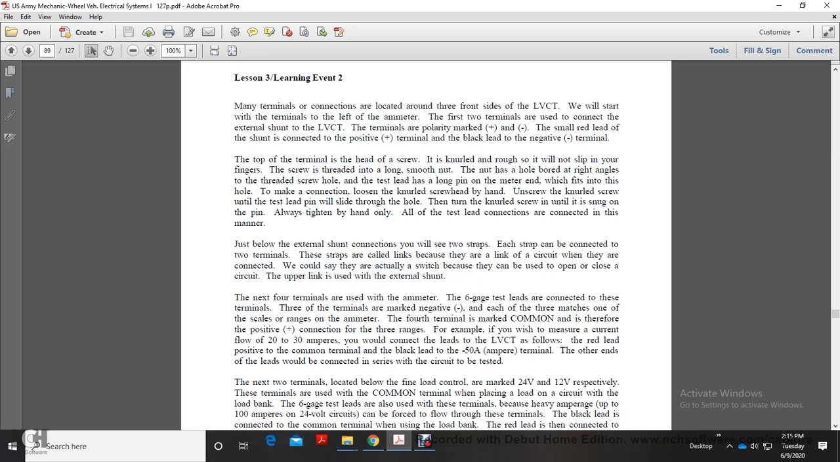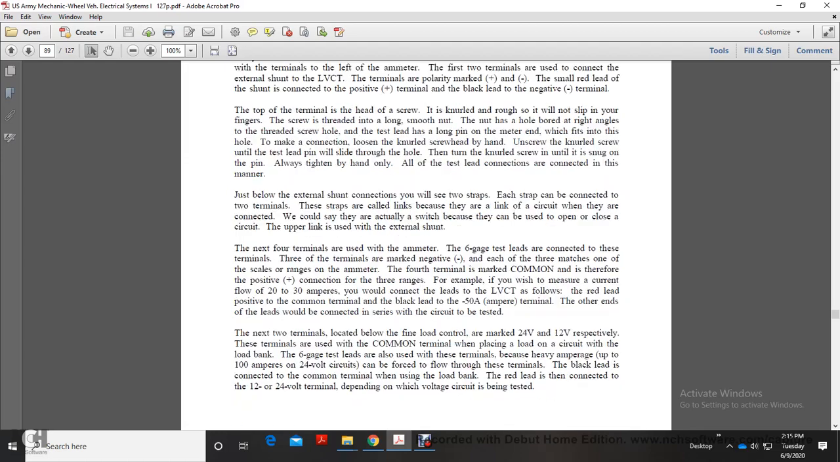At the top of each terminal is a screw head with a knurled surface, rough so it does not slip in the fingers. The screw has a long, smooth nut, and the nut has a hole through it at a right angle to the threaded screw hole. The test leads have a long pin on the meter end that fits into the hole. To make a connection, loosen the knurled screw head by hand and unscrew it until the test lead pin slides in through the hole. Then turn the knurled screw in until it is snug on the pin, tightening by hand only. All test lead connections are made in this manner.